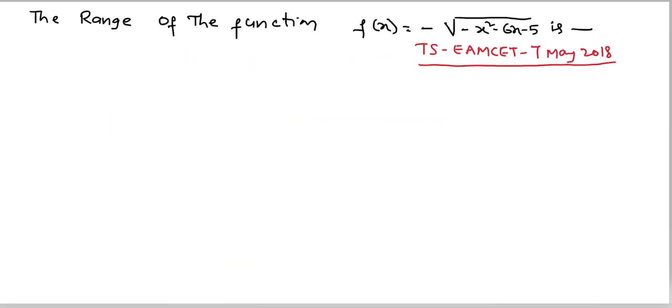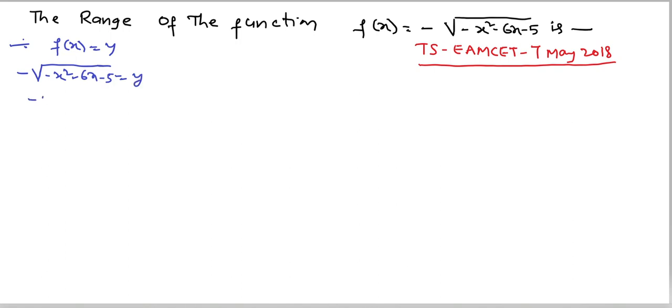The range of the function f of x is equal to minus under root of minus x square minus 6x minus 5 is dash. This is a 2018 question. So now we find the range of this function. Let us take f of x is equal to y, that is minus under root of minus x square minus 6x minus 5 is equal to y.